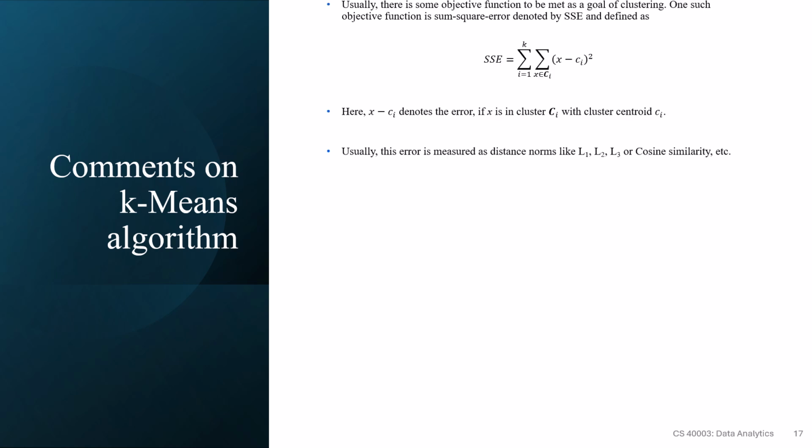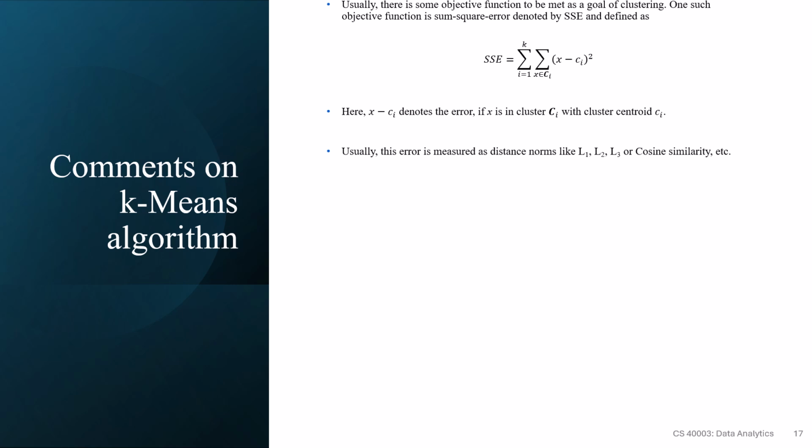In the k-means algorithm, usually there is some objective function to be met as the goal of clustering. One such objective function is the sum of squared error, denoted SSE and defined as SSE equals the sum over i equals 1 to k, of the sum over x in Ci, of (x minus ci) squared. Here x minus ci denotes the error if x is in cluster Ci with the cluster center small ci.